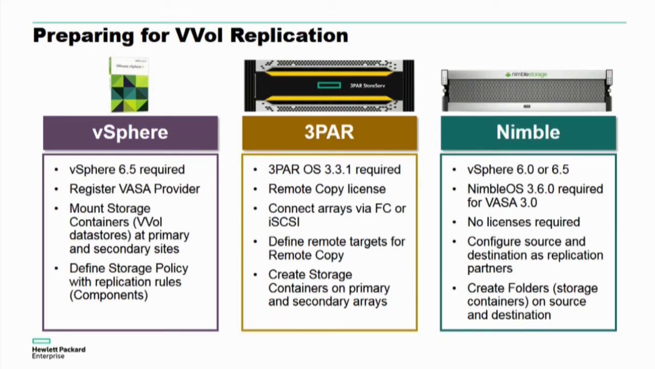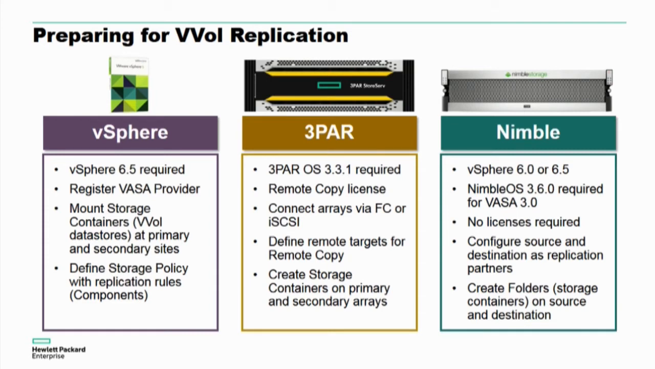And so for Nimble. Yeah, on the Nimble side, as I mentioned earlier, you can actually do this with vSphere 6.0, but you're probably going to want to do it with vSphere 6.5. In vSphere 6.5, that's where, again, the VMware control of array-based replication was introduced. So it's probably the best option for you to go to. From a Nimble OS perspective, you're going to want to be on a version of Nimble OS that supports VASA 3.0. For us, that was introduced in Nimble OS version 3.6.